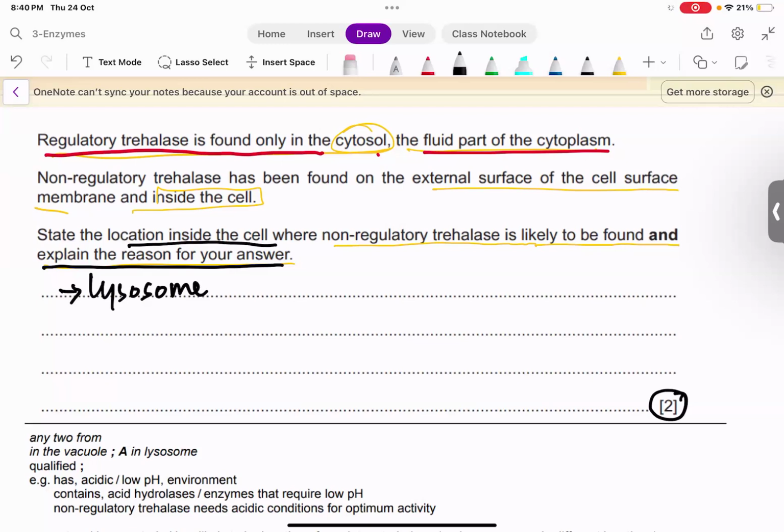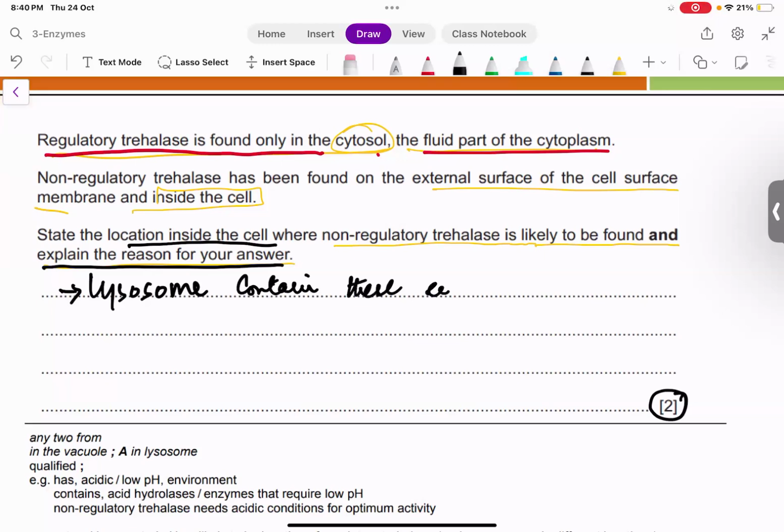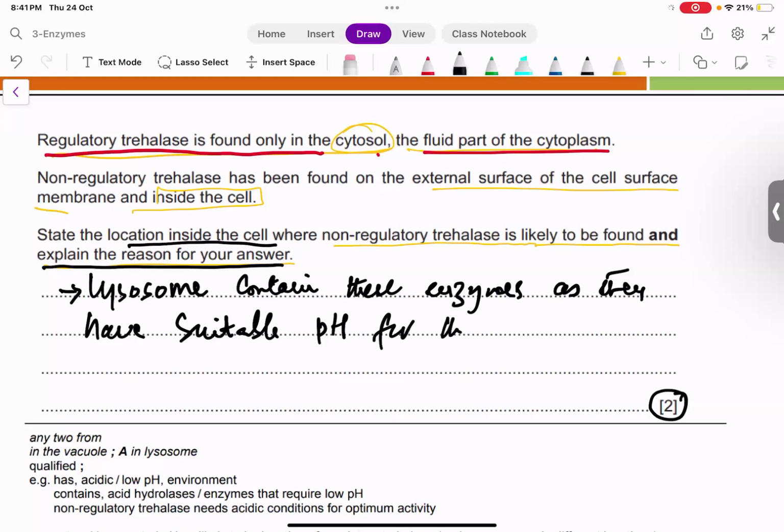So they are only used for hydrolysis when they are needed. Otherwise, if they were freely present in the cytoplasm, they would bring about hydrolysis of the substrate molecule if it is found in the cytoplasm. So lysosomes contain these enzymes as they have a suitable pH for their activity.